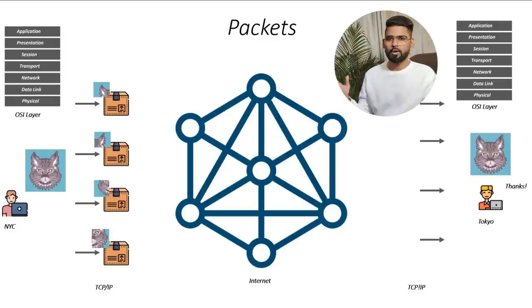And that's what I talked about, the fragmentation or assembly happening on the source and destination side. This all happened because of it. All right? So I hope you got the idea about how the OSI layer works.